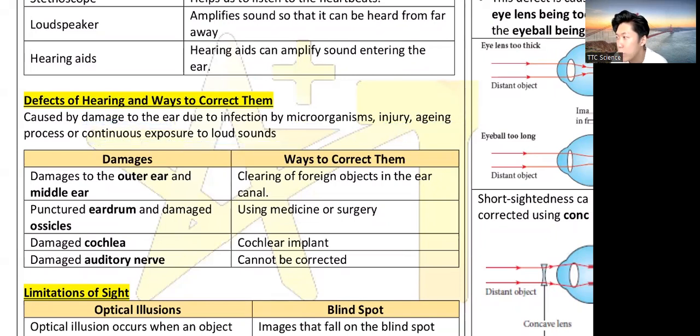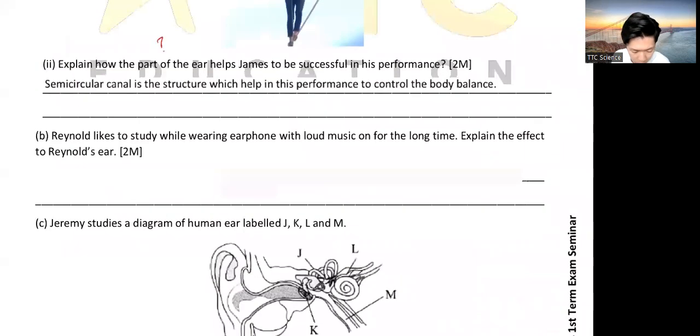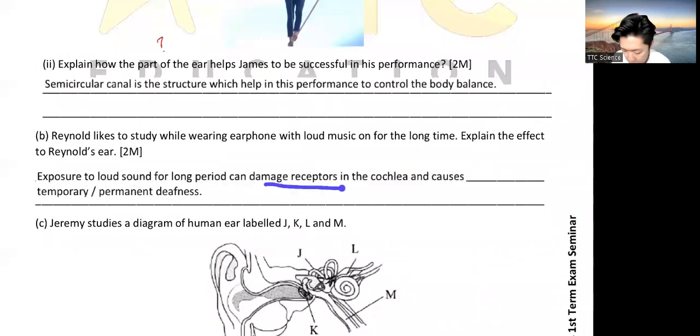So I think first of all, we want to say that loud sound damages the ear. But damages which part though? You can be specific. You can say damaged eardrum. You can say damaged cochlea or receptors if it's too loud. Okay. So therefore 2 marks. Boom. Okay, this is your first part. First mark, damaged receptors in the cochlea or just damaged receptors in the ear. Second mark, what happened? You can have temporary deafness or permanent deafness. Okay.